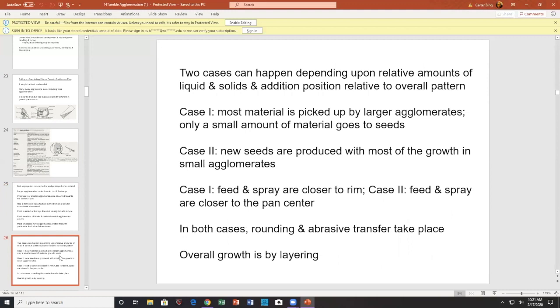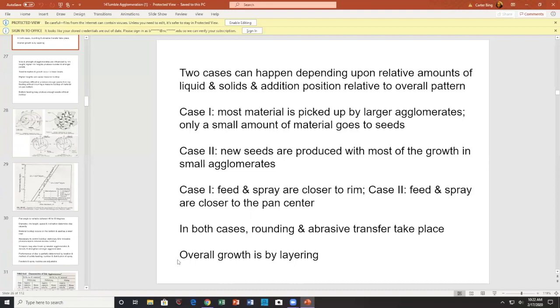Two cases happen, depending upon the relative amounts of liquid and solids, and the addition position relative to the overall pattern. In the first case, most material is picked up by the larger agglomerates, and only a small amount of material goes to seeds. New seeds is the second case. New seeds produce most of the growth in small agglomerates. Case one, the feed and sprays are closer to the rim. Case two, the feeds and sprays are closer to the pan center. In both cases, you have a rounding abrasive transfer taking place. Overall growth is by layering.